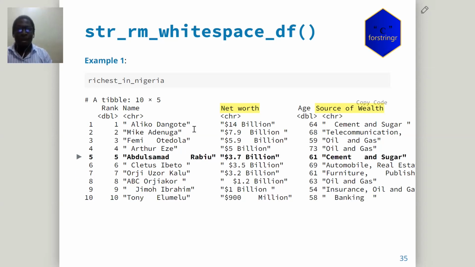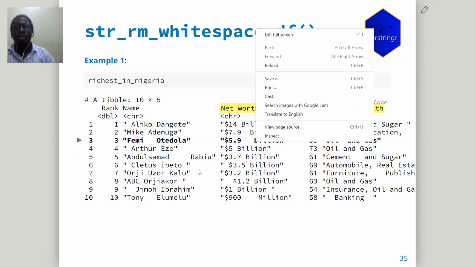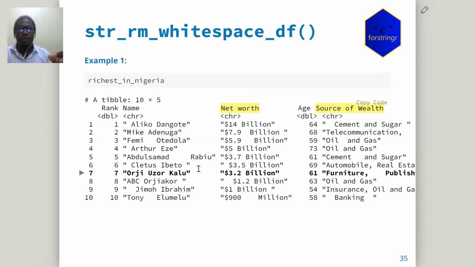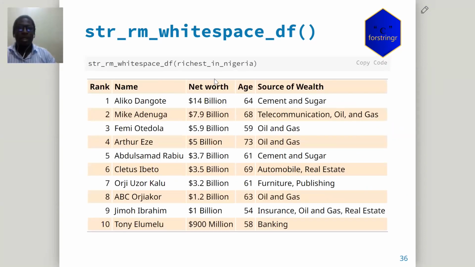So remember, we have this data in the forstringr package, which is richest in Nigeria. So let's say we have all these. As you can see, we have a space here. We have some extra spaces here. So how can we use str_remove_whitespace_data_frame to automatically remove that? This one only takes the data frame as its argument, and then it will automatically remove those white spaces for you. As you can see now, our data frame is now clean.